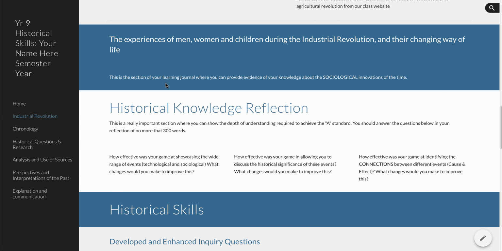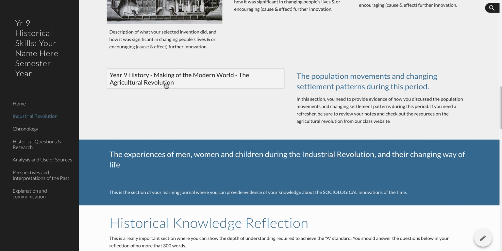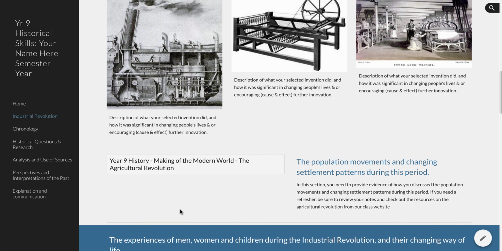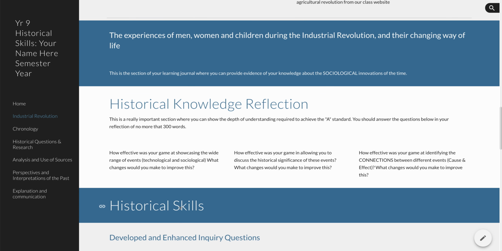The next section I need to see evidence of from you is the experiences of men, women and children during the Industrial Revolution with a focus on their changing way of life. This is the section where you can really dig into and provide evidence of the sociological innovations of the time. Again, I'm expecting to see a similar format to what we will have done for the inventions, with information from your game, whether that's your chance cards or your community chest cards, and then a description of what the sociological change was and how it impacted on people's lives, for better or for worse.